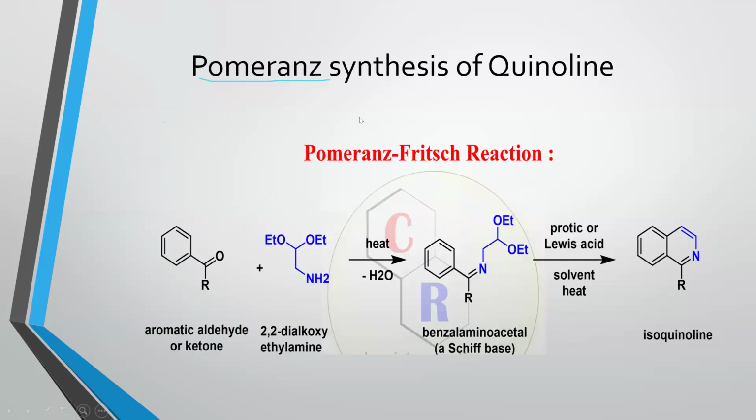So this one is the Pomeranz synthesis for the isoquinoline. Remember this one also. There was a question in NIPER and there is also one question in GPAT, I think in 2017 or 2018. The name reaction question from the Pomeranz-Fritsch synthesis of isoquinoline was there in GPAT 2017 or 18. And there is also a question in NIPER.